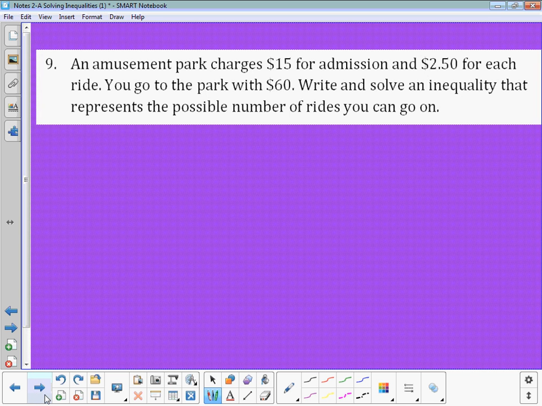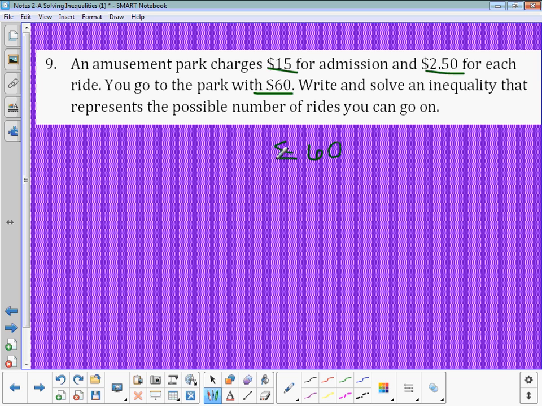Let's take a look at these last two word problems. Take a look at number 9. The amusement park charges $15 for admission and $2.50 for each ride. You go to the park with $60. Write and solve an inequality. Okay, let's figure this out. So if I have $60 in my pocket, no matter how much I spend, I can't spend more than $60 because that's all the money I have.